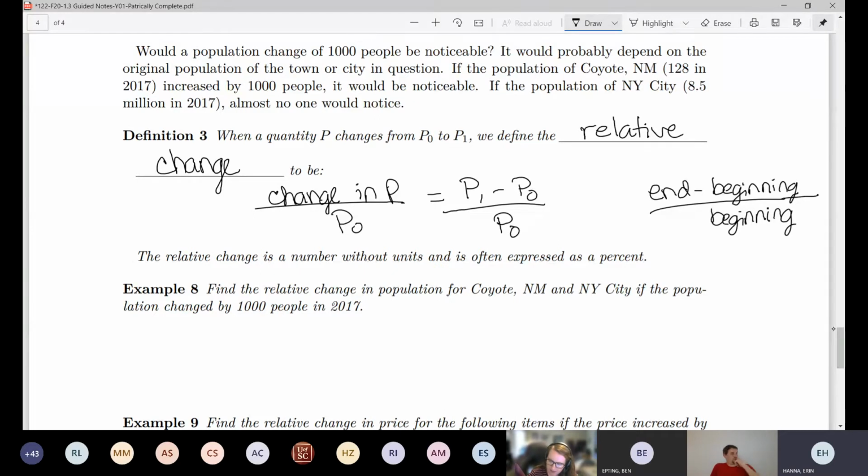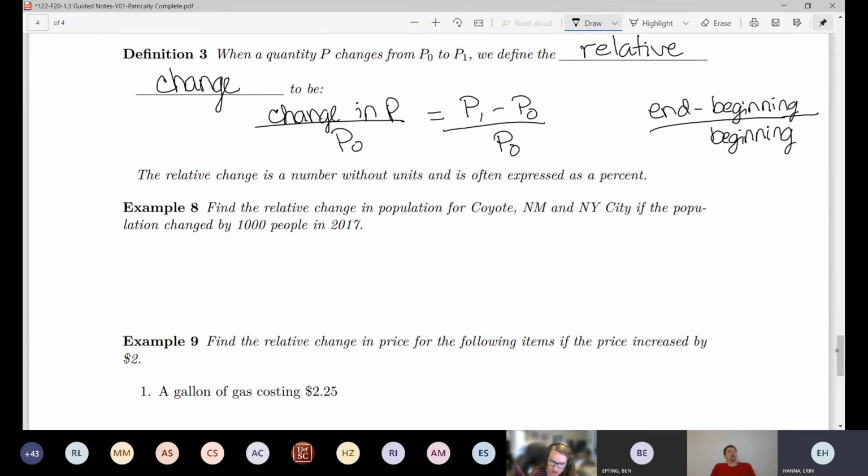Okay, so let's see an example of this. Let's go back to that idea of these population changes of 1,000 people. Okay, so 2 cities, so breaking it up. Let's look at this New Mexico city first. They started with 128 people. Then if 1,000 people move in, they end up with 1,128 people. So they start with 128 and they end with 1,128.